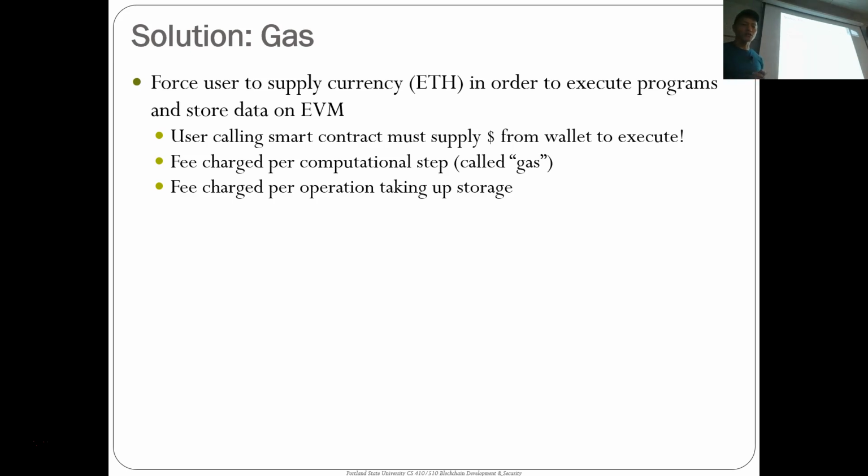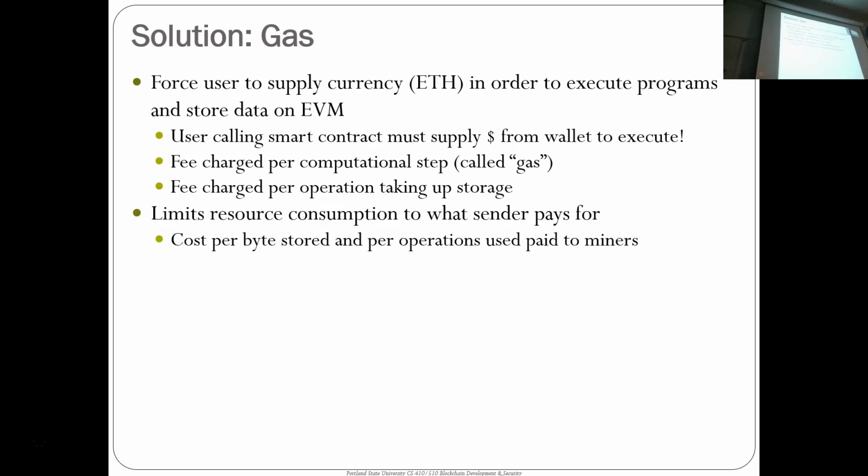So the fee is charged per computational step, and it's also charged if you want to use a storage variable. Then yes, you're going to have to pay for that. Because some poor soul, some full node running somewhere, is going to have to store all of the state that your contract is producing and putting into the blockchain. So yeah, you got to pay for it. So you limit the resource consumption to what the sender pays for. So the cost per byte stored and then per operations used.